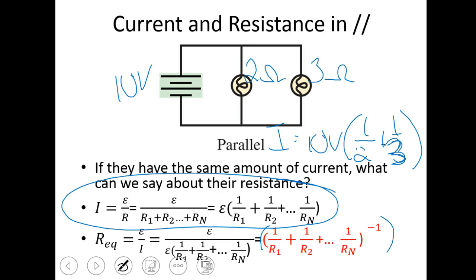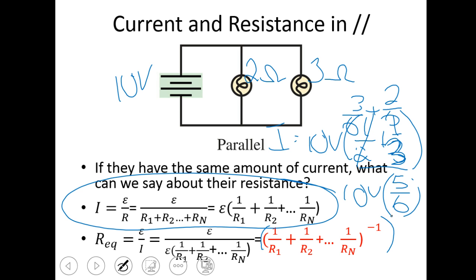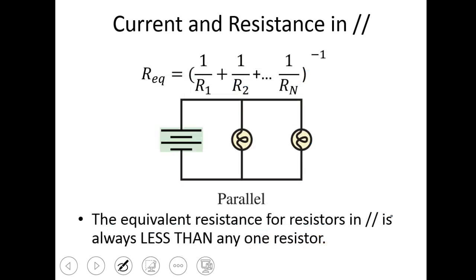But for me, I would get a common denominator, and I know the common denominator is 6, so I would change this fraction to 3 over 6, and this one to 2 over 6, and 3 plus 2 is going to be 5 over 6. So I'm looking at 10 volts times 5 over 6 ohms to get the total current in that circuit. And again, the equivalent resistance here is equal to 1 over this, raised to the -1.